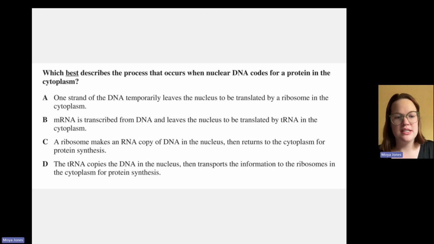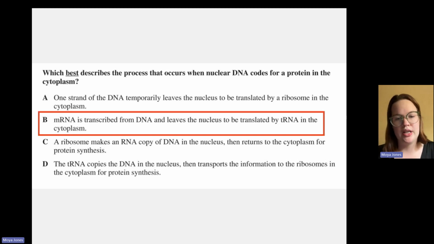Let's leave that one. C, a ribosome makes an RNA copy of DNA in the nucleus, then returns to the cytoplasm for protein synthesis. No, the ribosome does not make that copy. It is an enzyme called RNA polymerase. And then D, the tRNA copies the DNA in the nucleus. No, gotta be B.